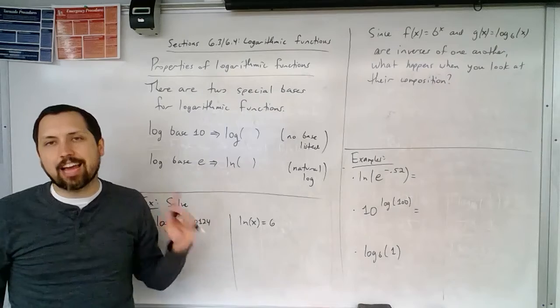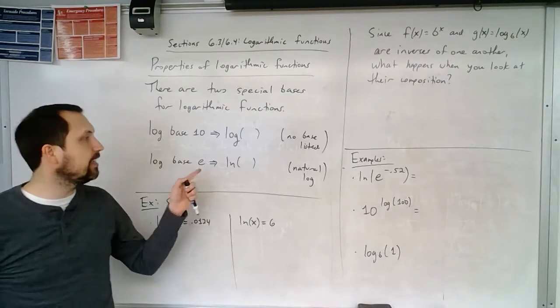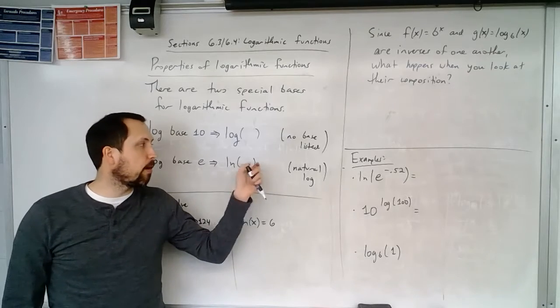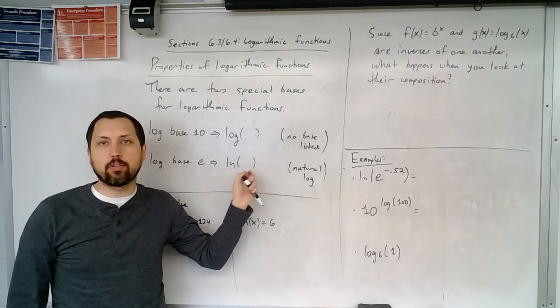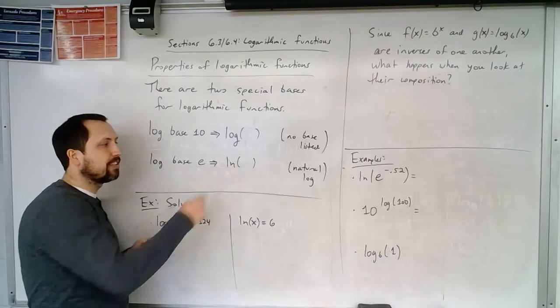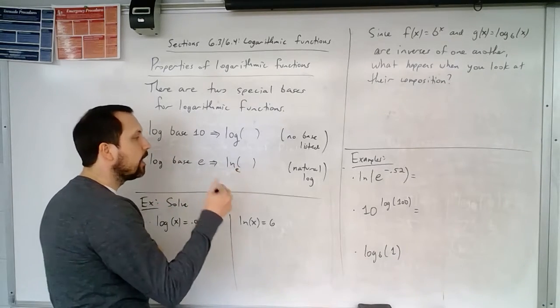So this is called the natural log. We're going to be using this natural log all the time moving forward. This is probably the most popular logarithm that we're going to use in this class. It just happens to be log base e. So there's a little e down here, but we don't write it.